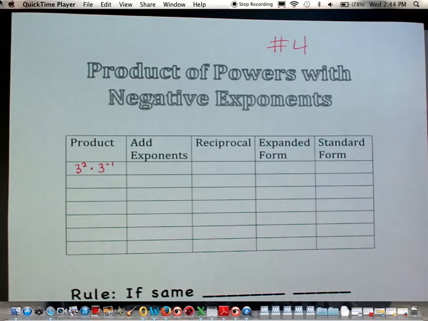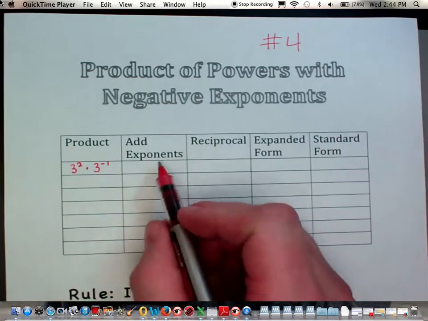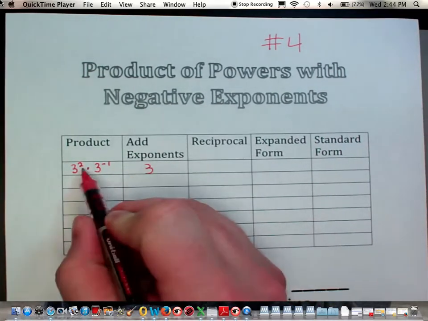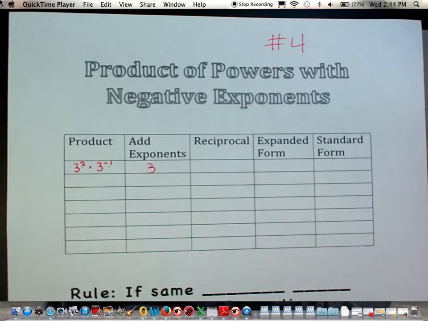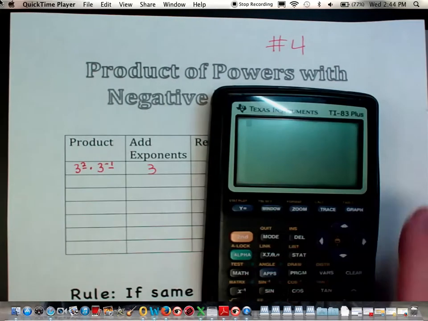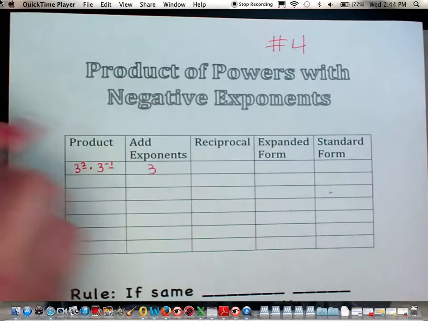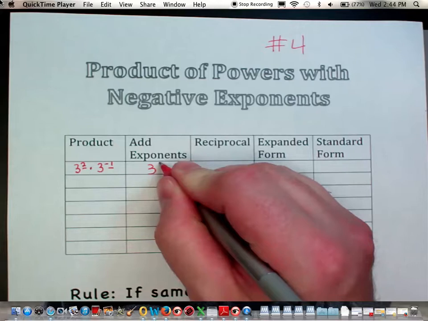So what I'm going to do is I just follow the same rules. I look at this and I see I still have the same bases together. So I'm going to put my base and I'm going to add my exponents together. So my exponents here are 2 and negative 1. So I can pull out a calculator and do 2 plus negative 1. And I see I get 1. So my new thing is now 3 to the first power.